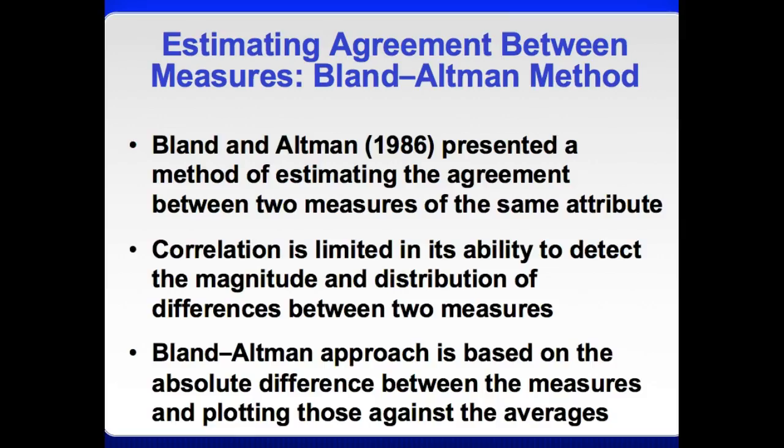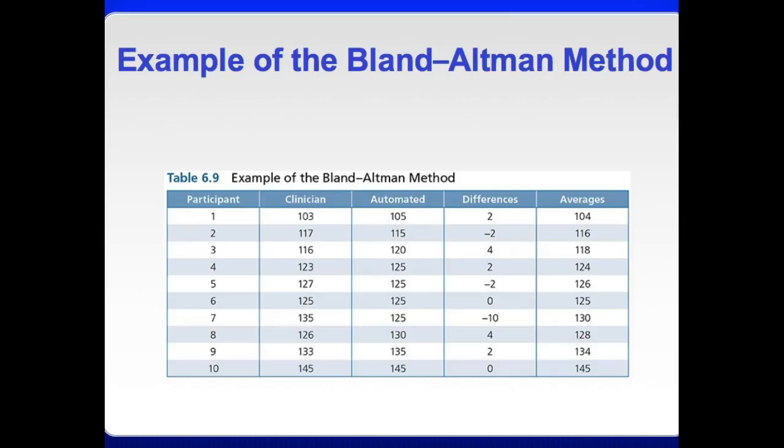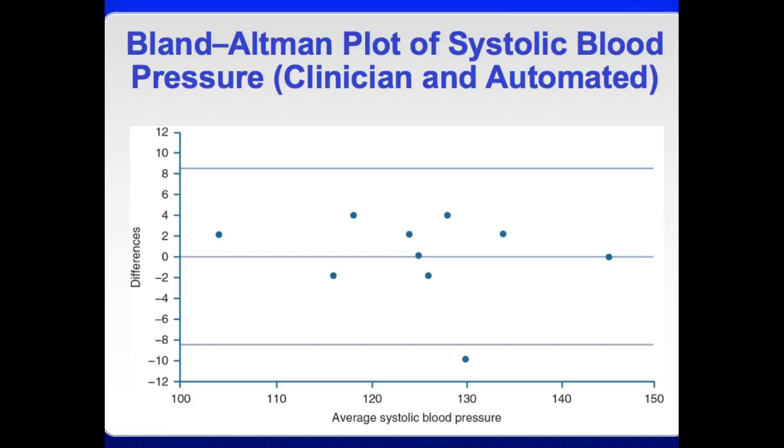Estimating agreement between measures: the Bland-Altman method. Bland and Altman presented a method of estimating the agreement between two measures of the same attribute. Correlation is limited in its ability to detect the magnitude and distribution of the differences between two measures. The Bland-Altman approach is based on the absolute difference between the measures and plotting those against the averages. And here's an example of the Bland-Altman method. So it's got your differences and then your averages there.